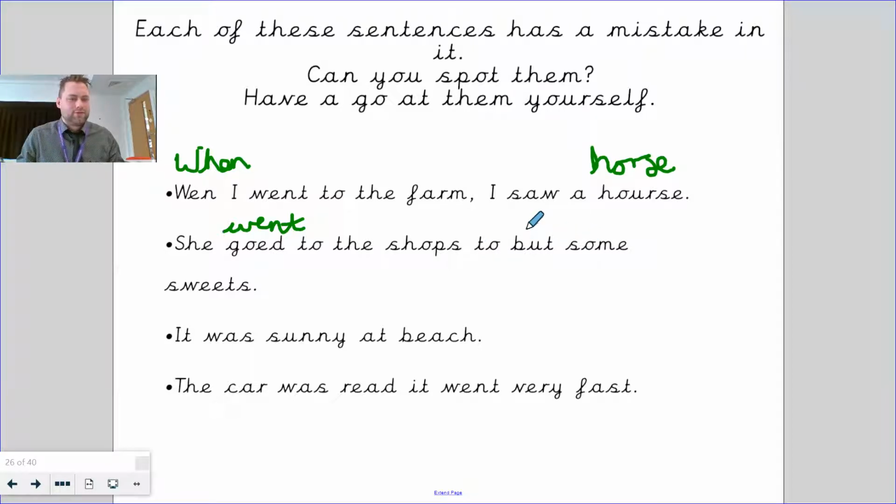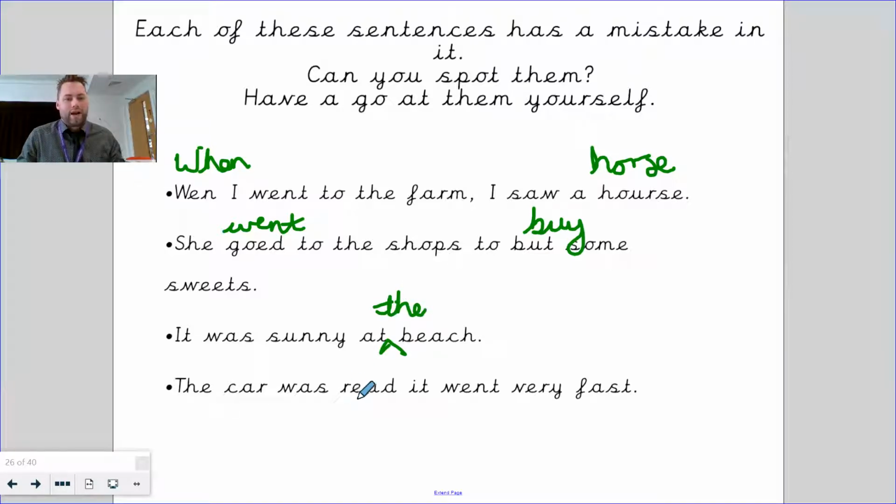To butt? You butt sweets? No, of course not. You buy them. So we've got a spelling mistake here. So we write buy. It was sunny at beach. What are we missing here? We're missing a determiner. Sometimes we can add a little arrow underneath and write what it is. So at the beach.